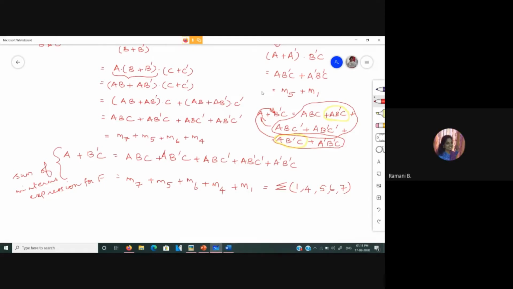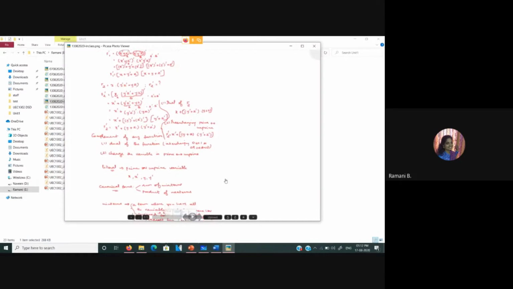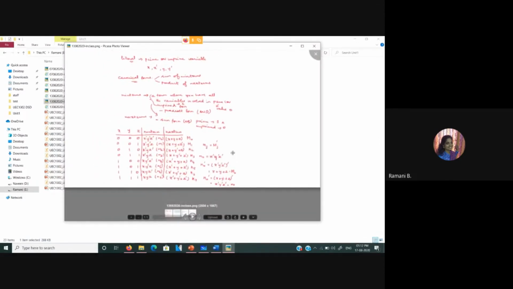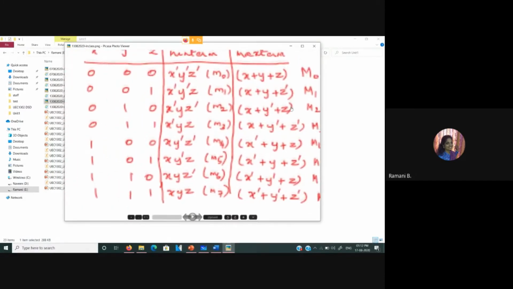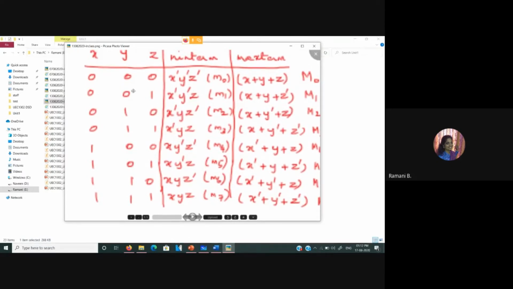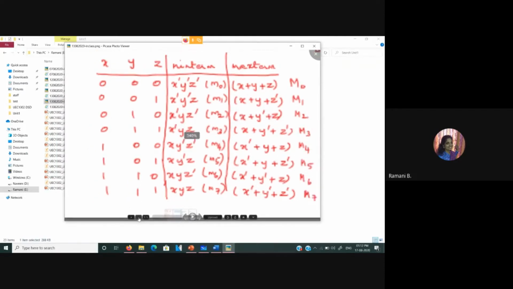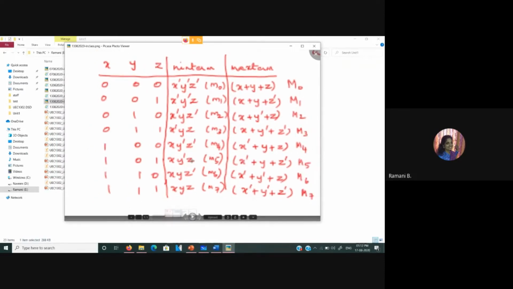So if you remember the last class, I was mentioning these things. With respect to these three variables, here we had x, y and z. Now we are having a, b and c. I was naming this. Do you remember? If all the variables are 1, it is equivalent to 7 in decimal, so we give it m7. The same thing we are doing over here.